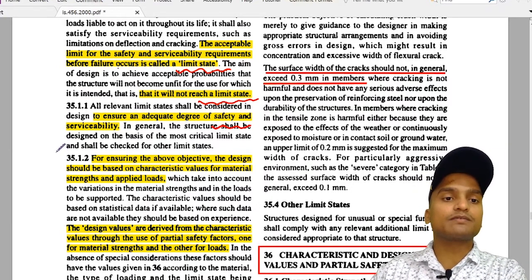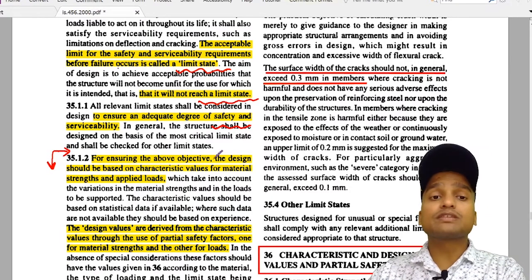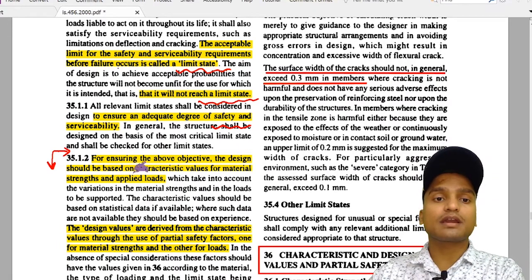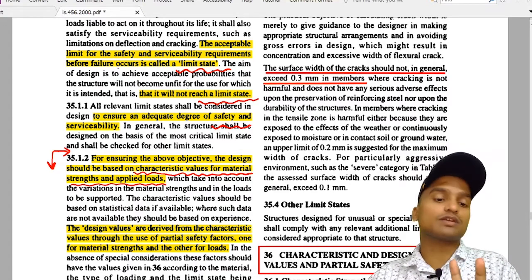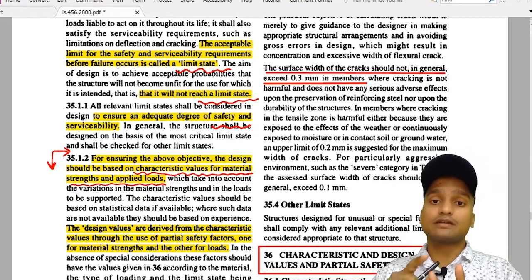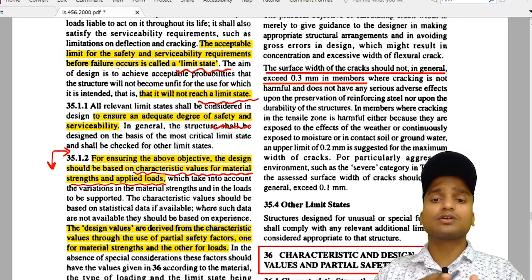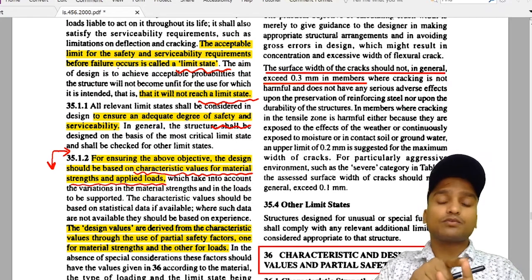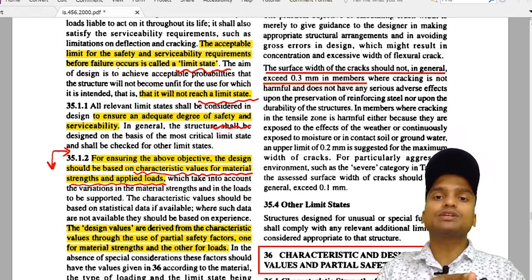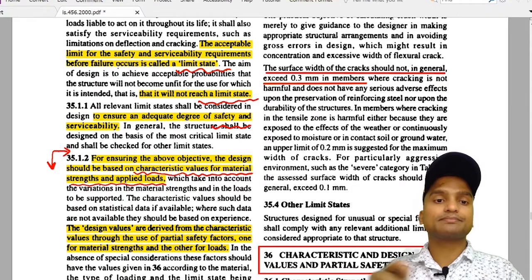But the next important point for design, which we saw, was that for ensuring the above objective, the design should be based on characteristic values for material strengths and applied loads. See, in any case we have discussed there are two things, cause and effect. Cause is the load and effect is the deflection. So we take the characteristic load, and for the deflection we use the characteristic strength of material.